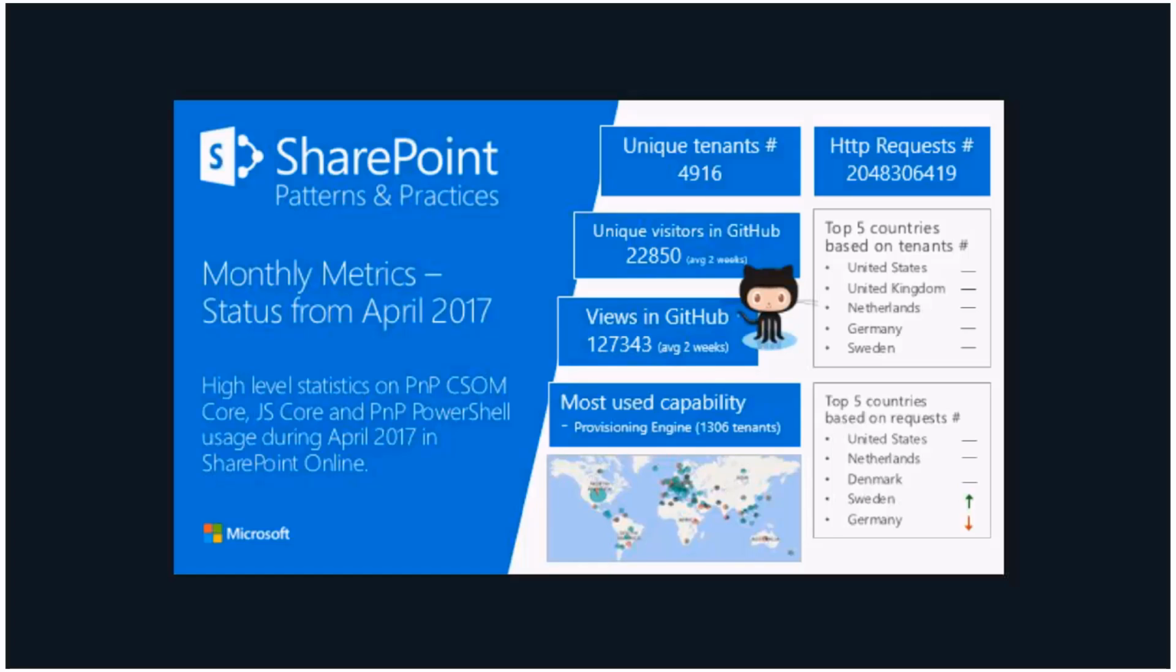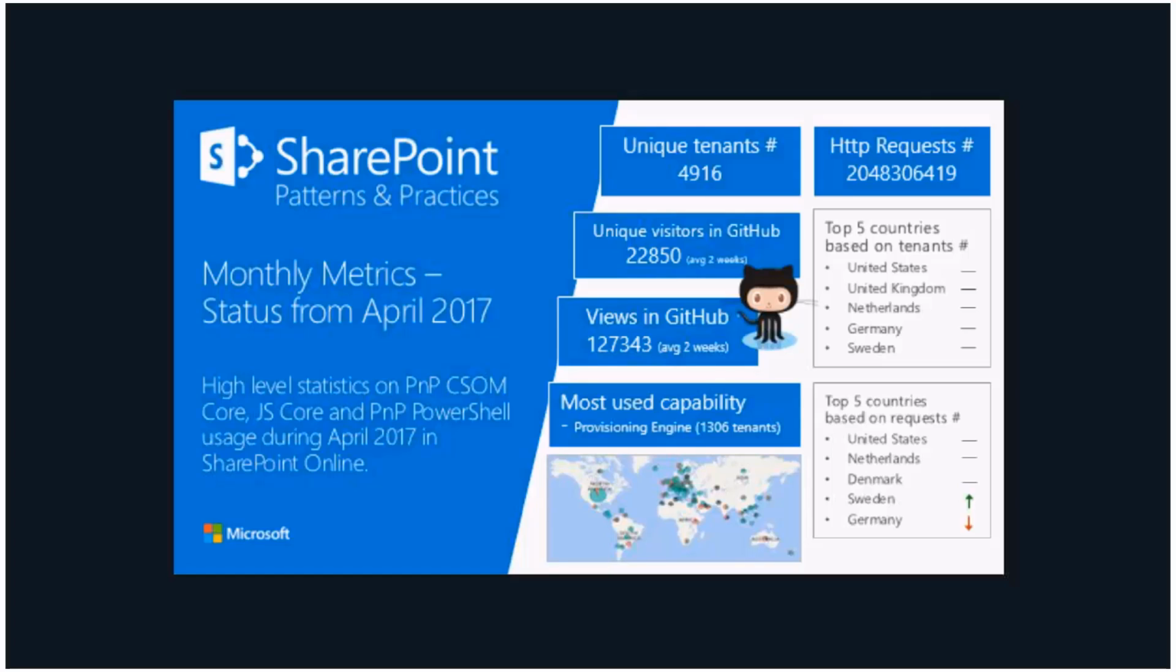In GitHub, we're tracking GitHub heavily as well across the SharePoint organization. So we have 2,222,000 unique visitors for the past 2 weeks. GitHub traffic tracking works from a past 2 weeks perspective. And we have 127,000 views in GitHub, which is pretty decent as well.